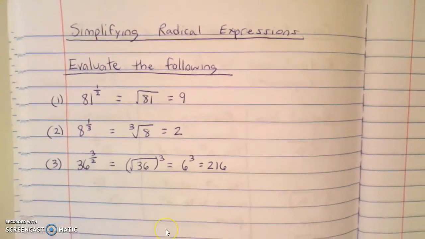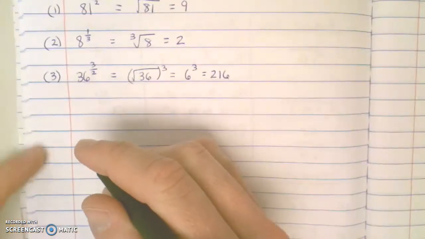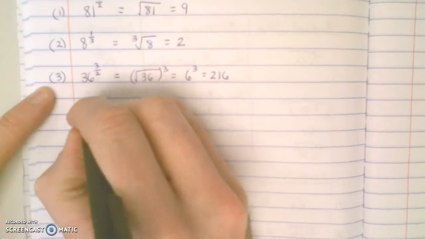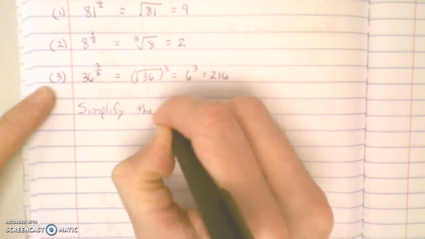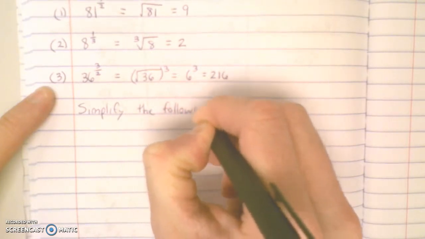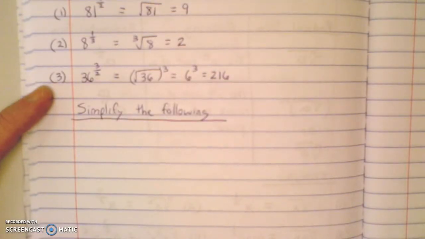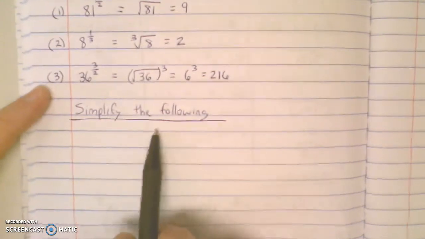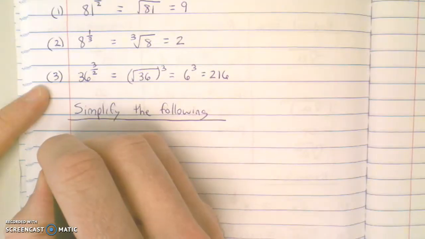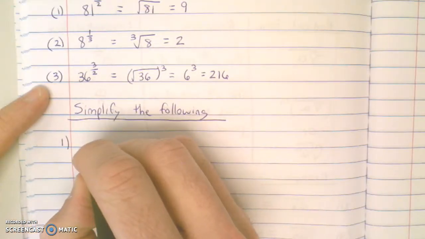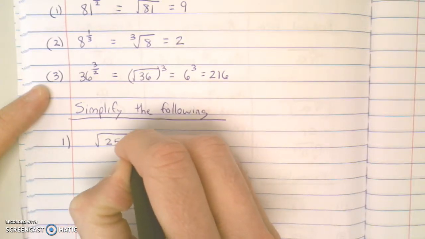The other types of problems you're going to see are ones that involve letters. So these just had numbers. So now we're going to simplify these expressions, and we're going to use the converting steps that we did in the previous problems. So this is just simplify the following. And my first one will be the square root of 25 x to the 4th.